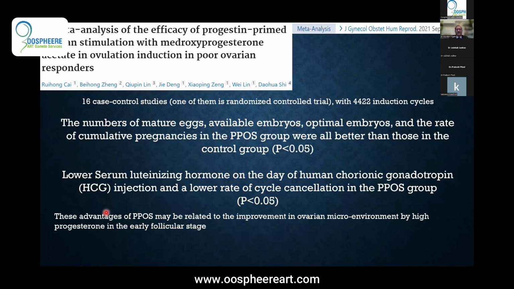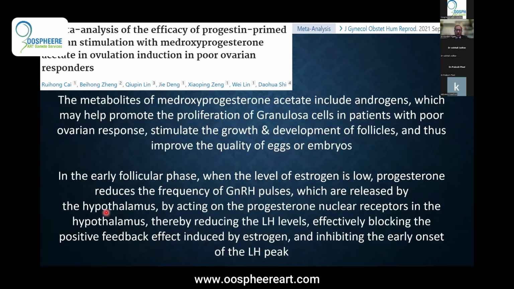Okay, this is a meta-analysis comparing the efficacy of PPOS. It is from 2021. It clearly says that the number of mature eggs, available embryos, optimal embryos, and the rate of cumulative pregnancy in the PPOS group are all better than those in the control group. There was also lower serum LH on the day of trigger injection and a lower rate of cycle cancellation in the PPOS group. So your chance of cycle cancellation is very, very low.